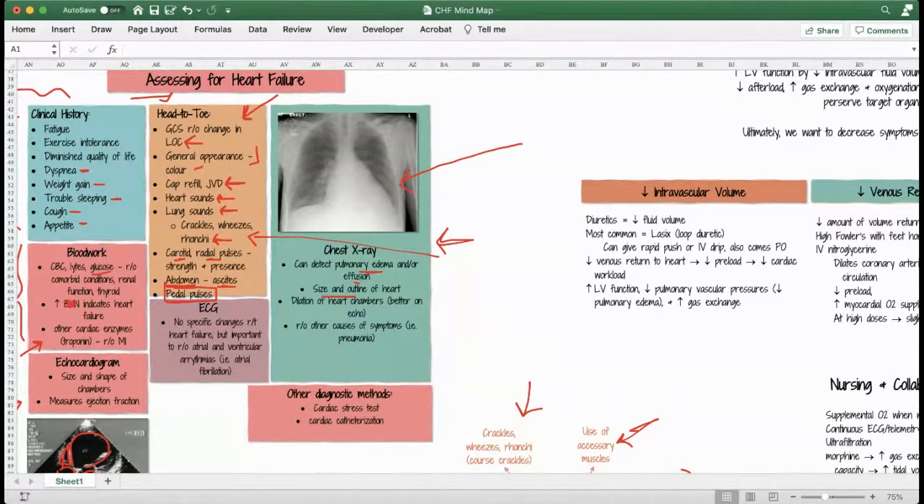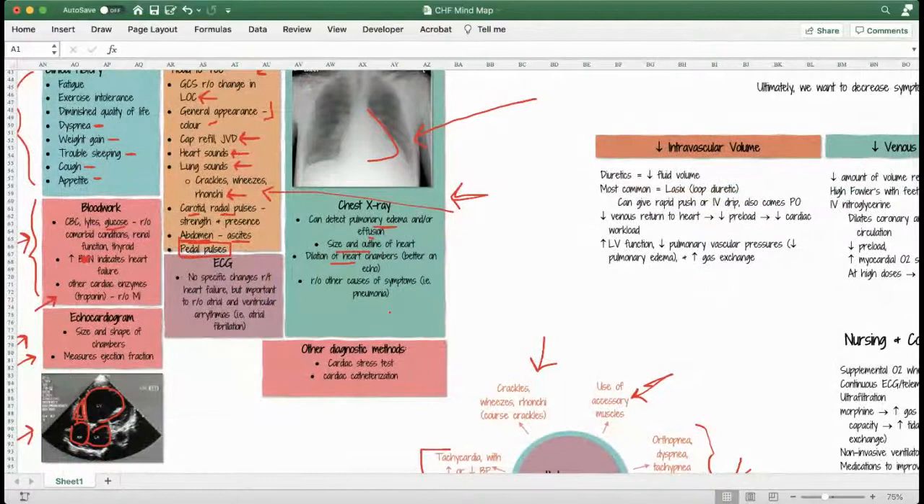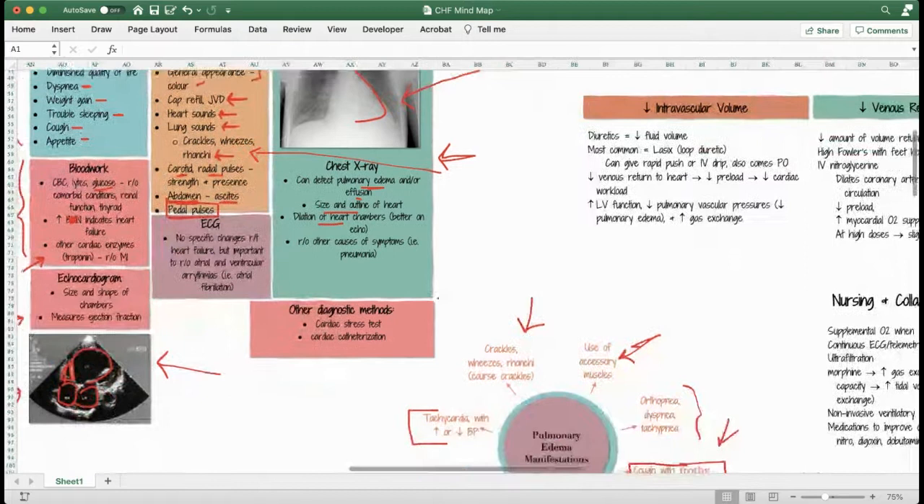The heart, this is the heart here. It's quite a bit larger than it should be, right? It is easier to see on an echo. So often, if you suspect heart failure and not some other pathology, you probably would do the echo instead of the chest x-ray.